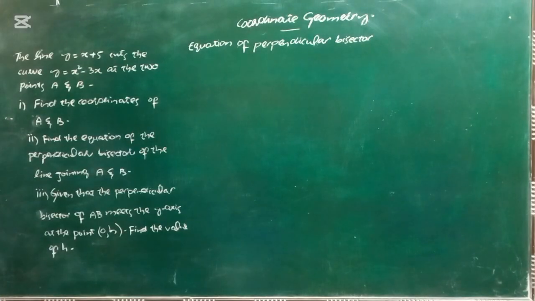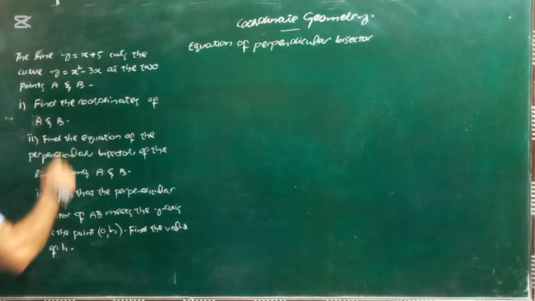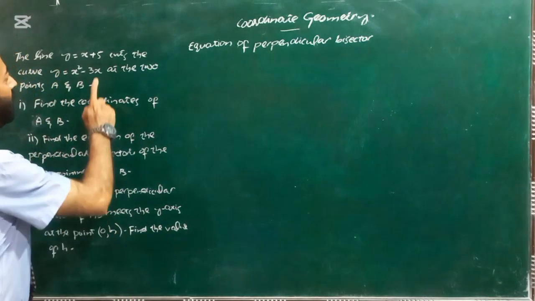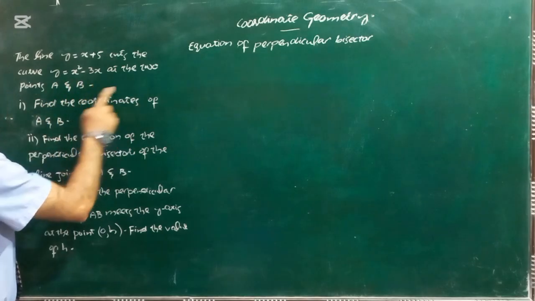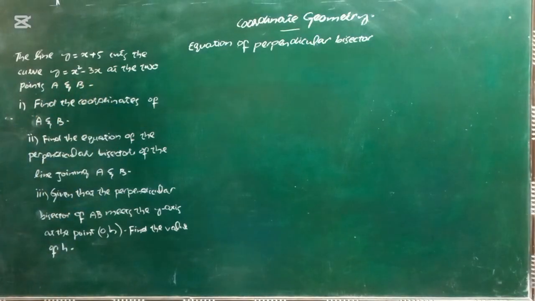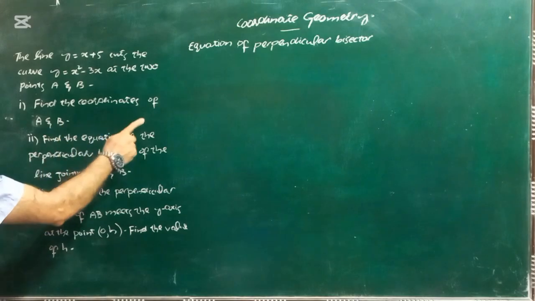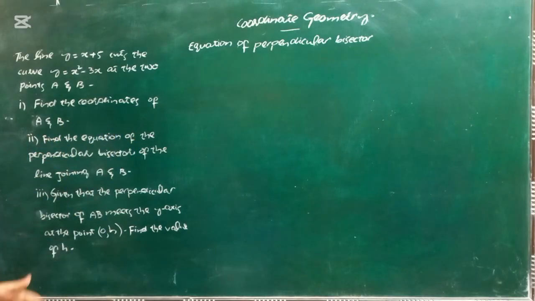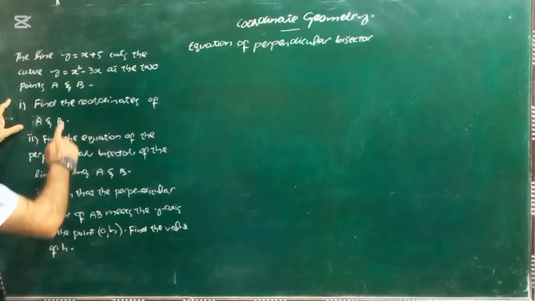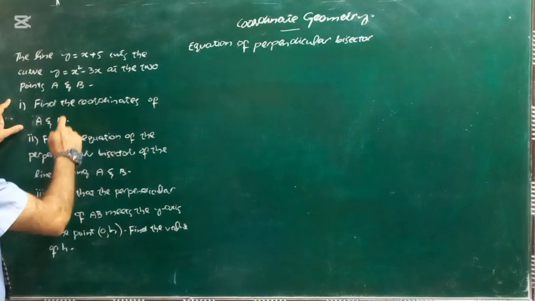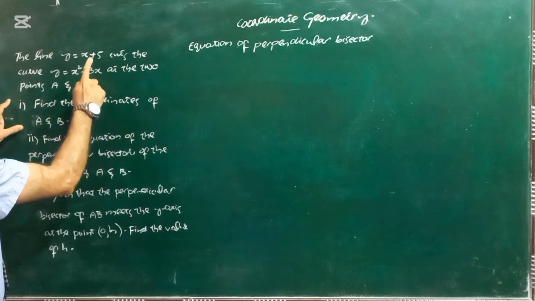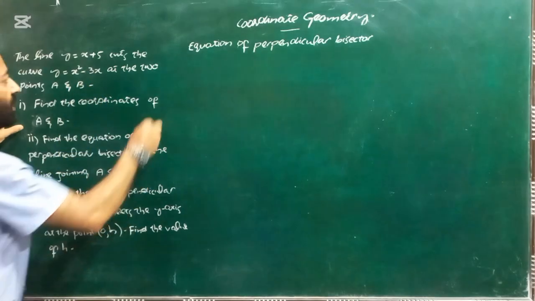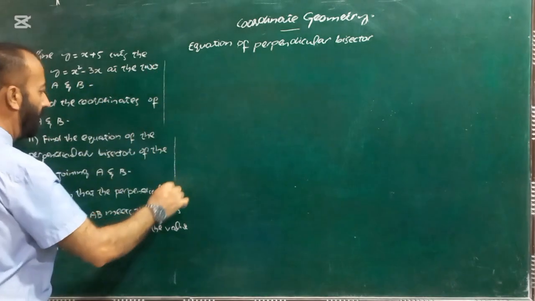Here is another question. The statement is: the line y is equal to x plus 5 cuts the curve y is equal to x squared minus 3x at the 2 points A and B. Find the coordinates of A and B. So first we will solve the first part. So it means there are two equations given. One is linear and the second is non-linear. Actually, these are simultaneous equations. So first we will solve them.